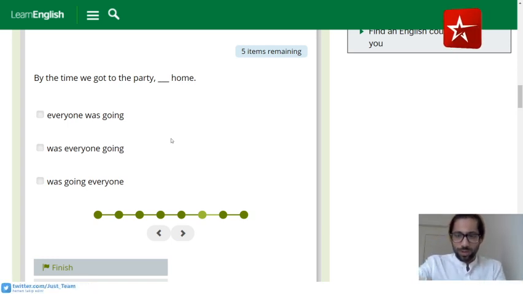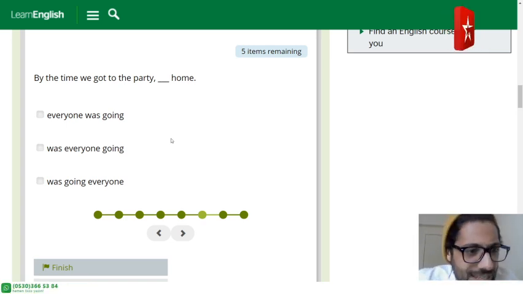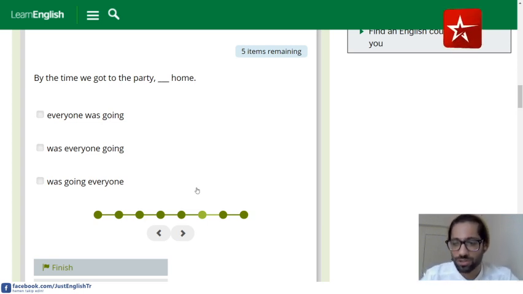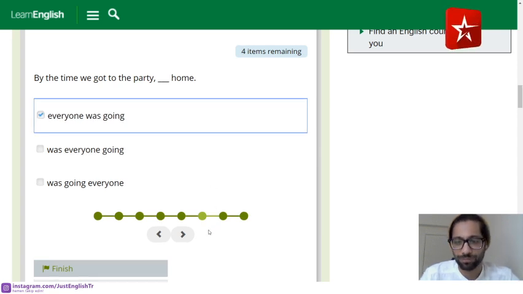Which one is it? Was I talking? Yeah, I chose it. No problem. We have C here. By the time we got to the party, A was everyone was going home. Everyone was going home, and we have C was going everyone. This is more appropriate. Thank you.